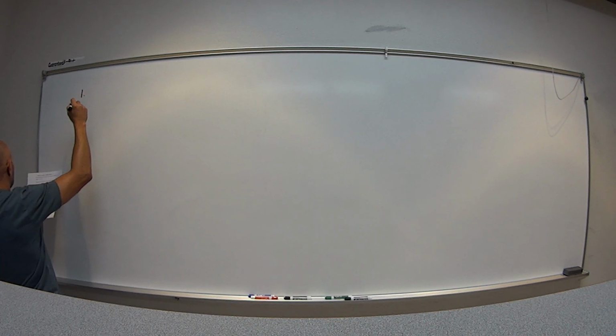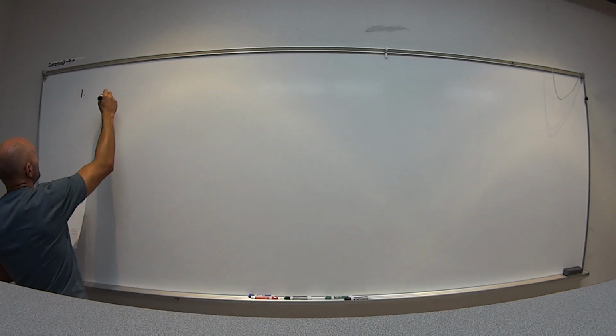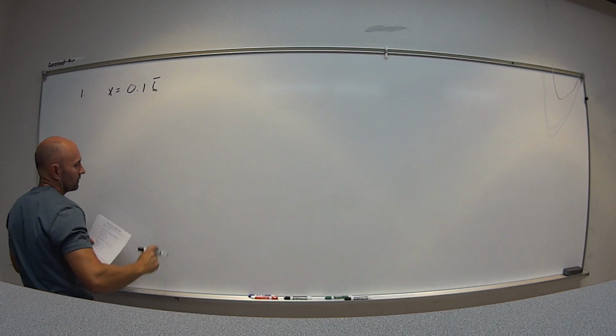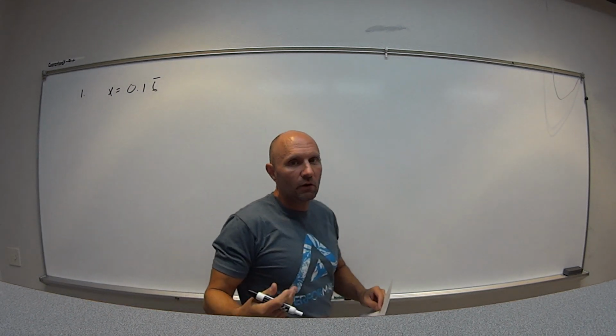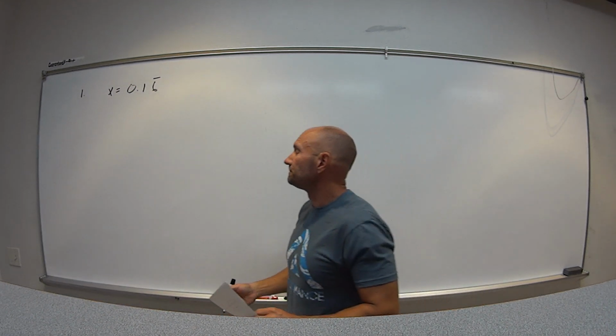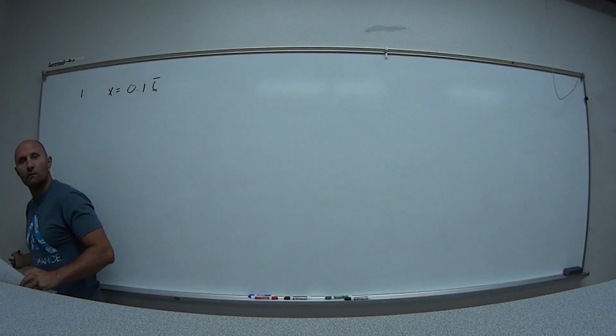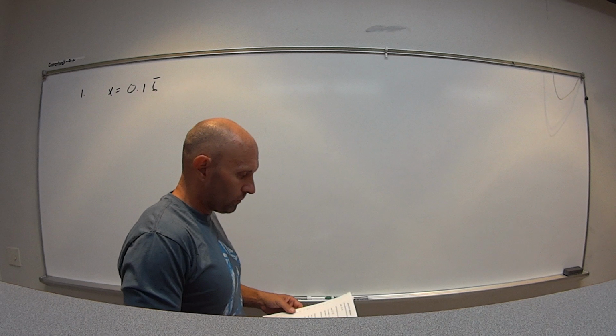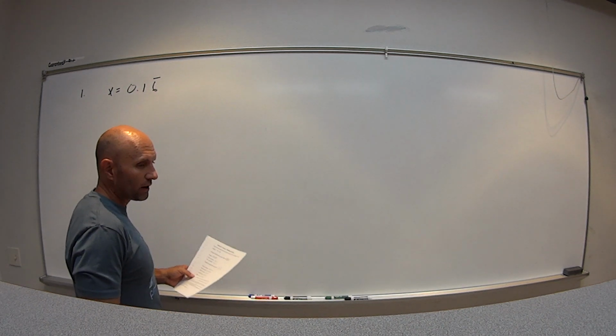So the first question we have is we want to write the repeating decimal as a fraction in lowest terms. And we're given x is equal to 0.16 with the repeating bar over the top of the 6. So we need to convert this to a fraction. So how do we do this?